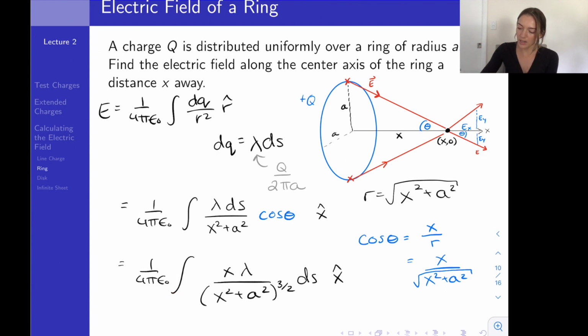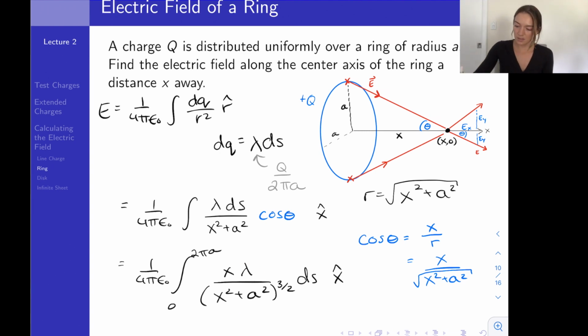Okay, and then I just have to fill in my limits of integration. So we said we're integrating around the whole ring, right? So we're integrating along this strip, and the length starts at 0 and goes to the whole circumference of the circle. So we're integrating just over the length of that circle, which is 2 pi a. So we're integrating from 0 to 2 pi a, since that's the length of our circle.